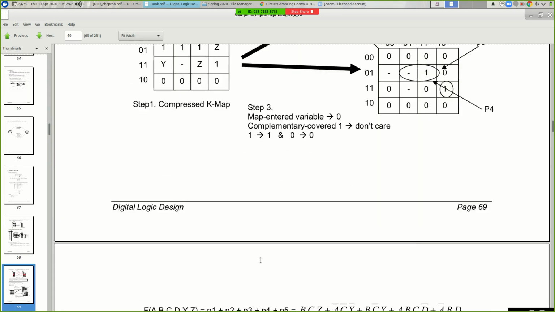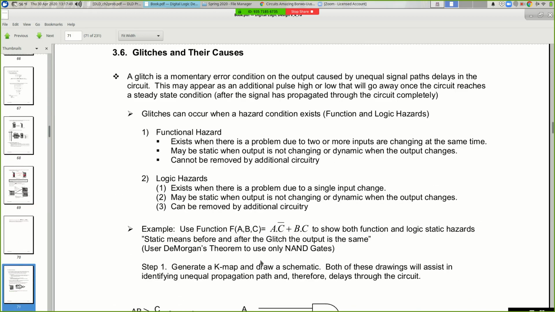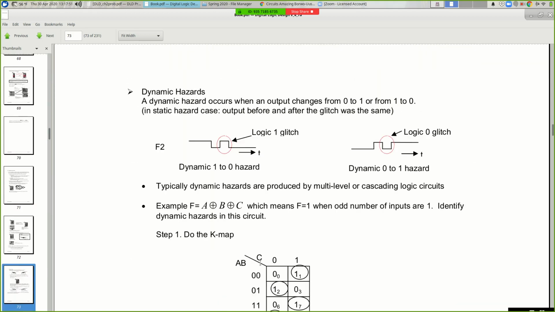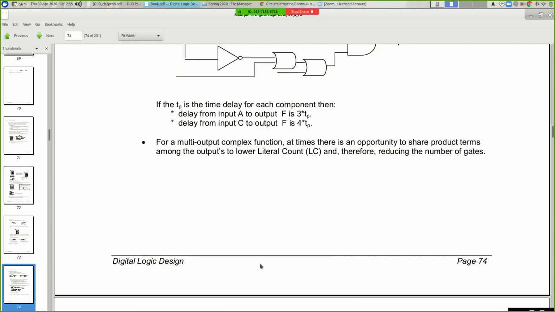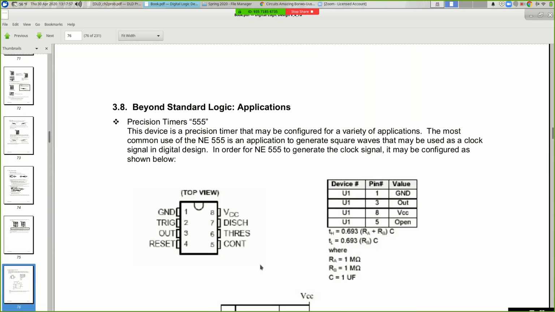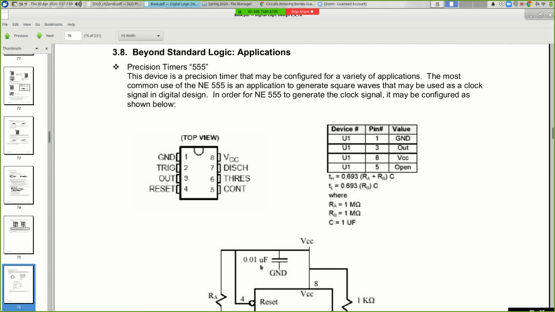I don't feel like talking about compressing truth tables right now, but we will talk about that next week. And I'm not going to talk about that. So I want to talk about this.